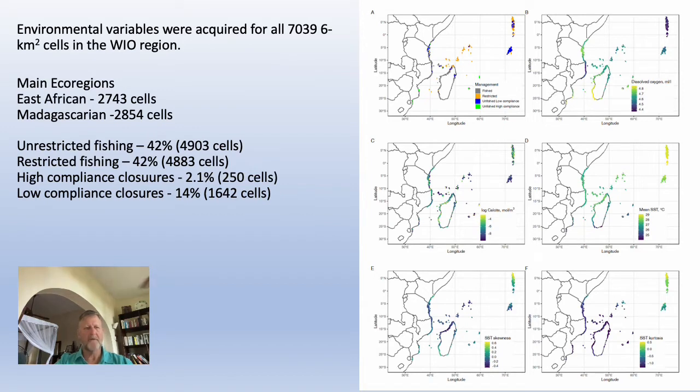This is just a reminder of what the main ecoregions are in this location. The East African ecoregion and Madagascar are the two largest ecoregions. And all of the cells are divided into 4 fisheries management categories based on experience of ourselves and other observers. And all of the 60-some environmental variables are mapped. I picked a selected group here to show you. But each of these are mapped, and we can see where those variables vary across the region.